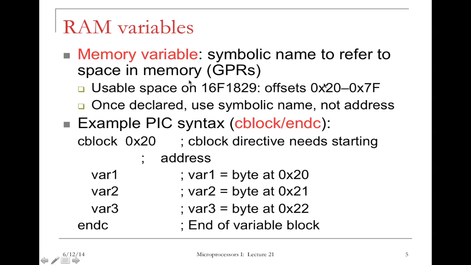The locations lower than 20 hexadecimal are used for reserved registers. And these registers all have special names. From 20 to 7F, these are the registers you can use as general purpose registers. For example, for your computation, you can use them as a temporary variable to do the arithmetic or logic operations, things like that.